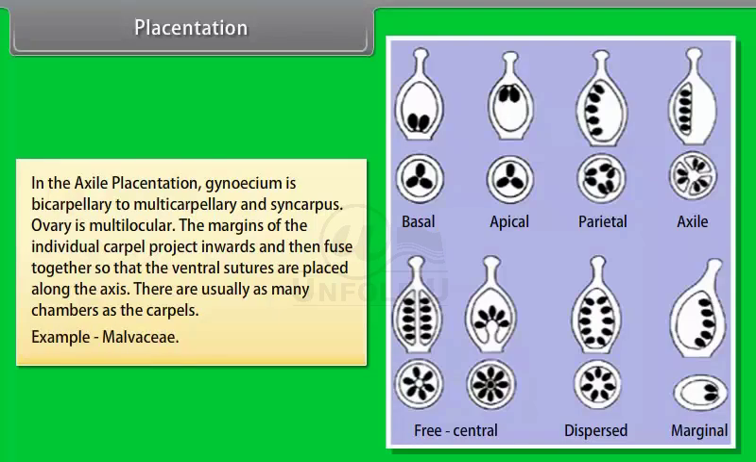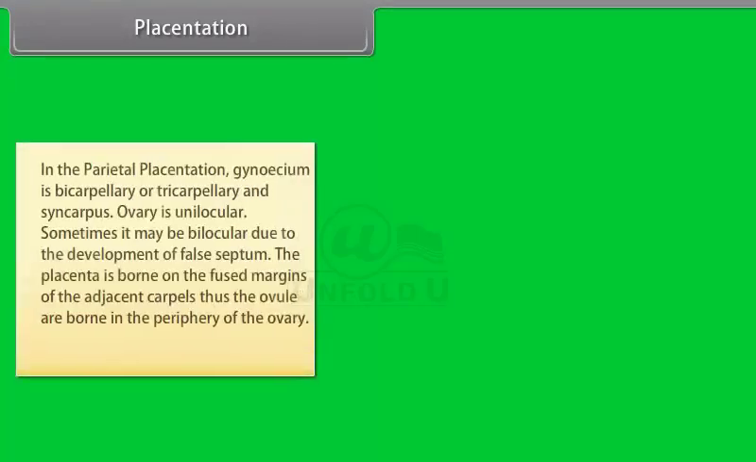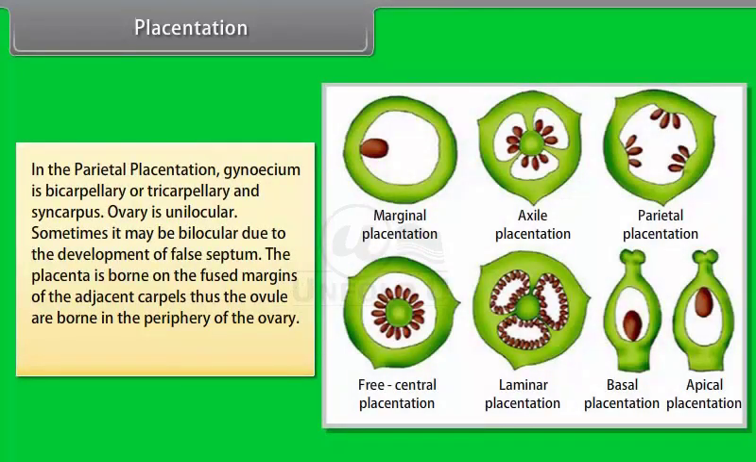Example, Malvaceae. In the parietal placentation, gynoecium is bicarpellary or tricarpellary and syncarpous. Ovary is unilocular. Sometimes it may be bilocular due to the development of a false septum. The placenta is borne on the fused margins of the adjacent carpels, thus the ovules are borne in the periphery of the ovary. Example, Cruciferae.